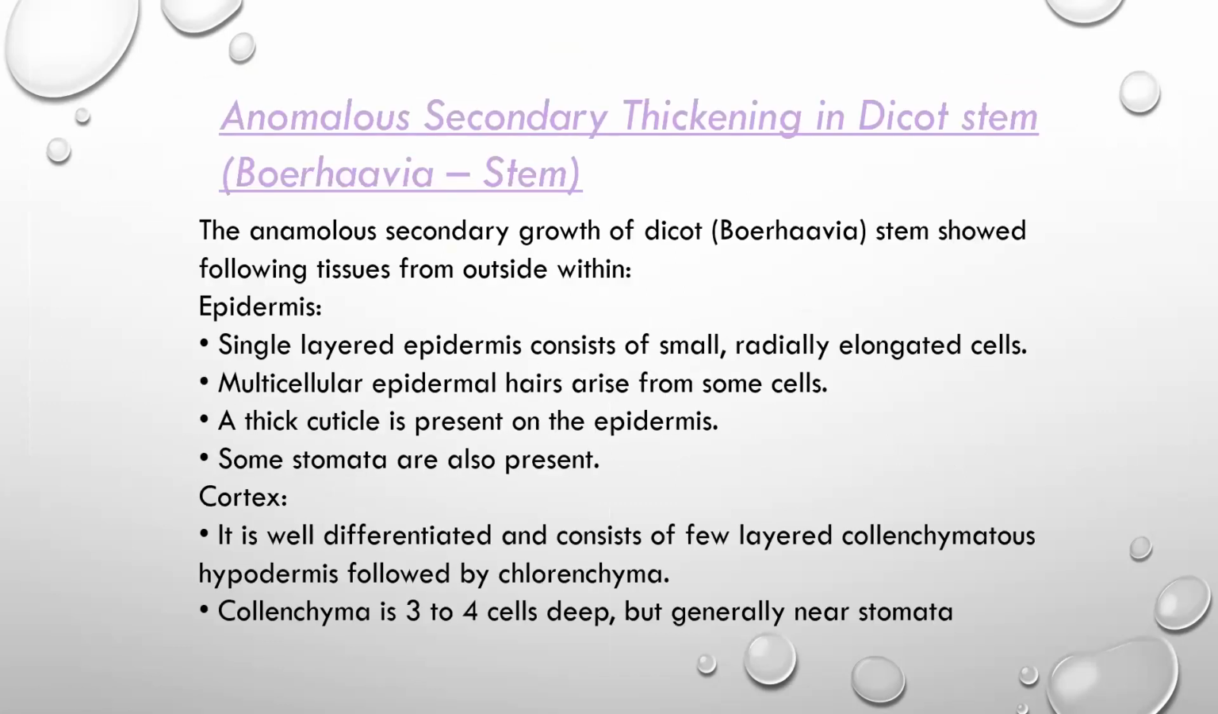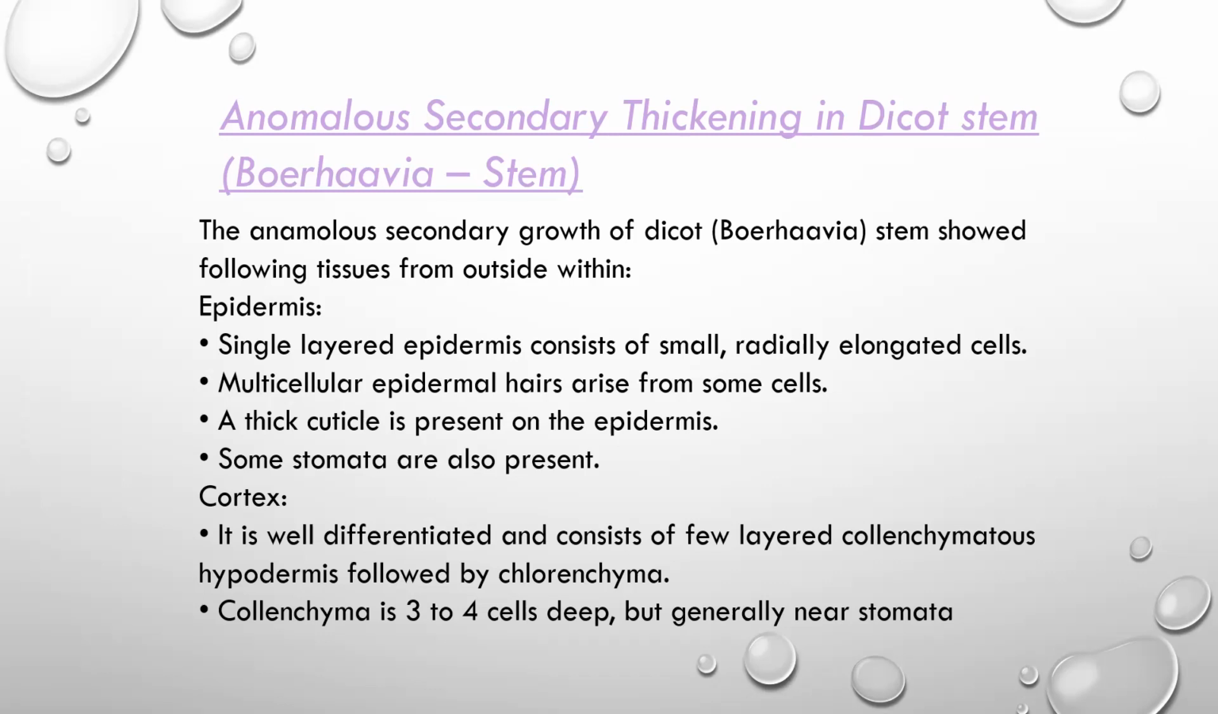So this is about the anomalous secondary growth in Dracaena. So it is an anomalous, abnormal activity of the cambium. So next one is the anomalous secondary thickenings in dicot stem. So Dracaena is a monocot stem. Generally in monocots, secondary growth is absent, but here in Dracaena, anomalous secondary growth occurs.